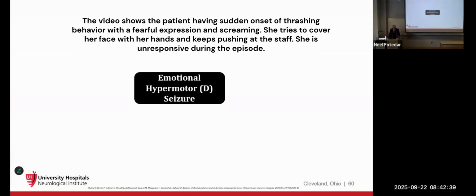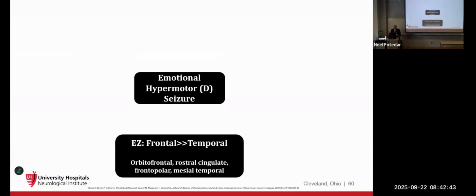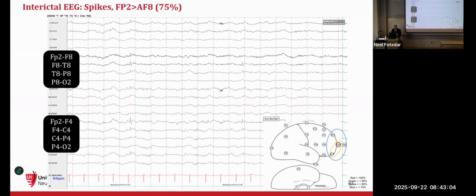And she is dialeptic. She does not recall. She's unresponsive during the seizure. Again, emotional hypermotor seizures, the most likely epileptogenic zone would be frontal. Temporal would be the second, probably. In frontal lobe, this is usually more localized to orbitofrontal or rostral cingulate or frontopolar. And in temporal lobe, it could be mesial temporal, although the frontal lobe is overwhelmingly the more common epileptogenic zone than this one.